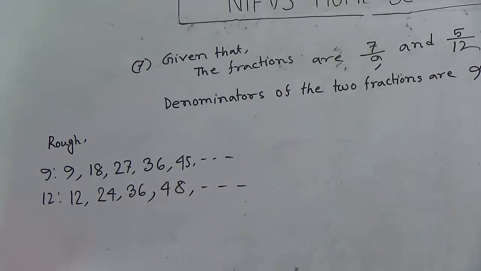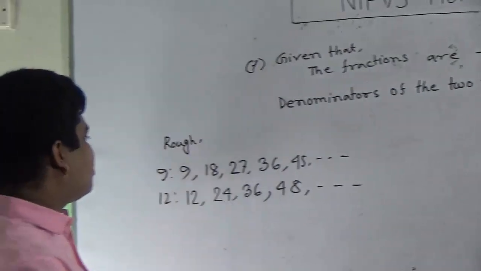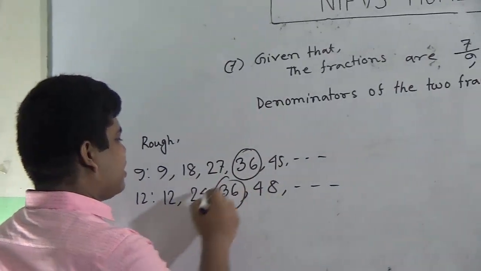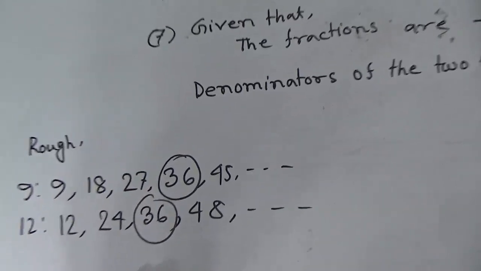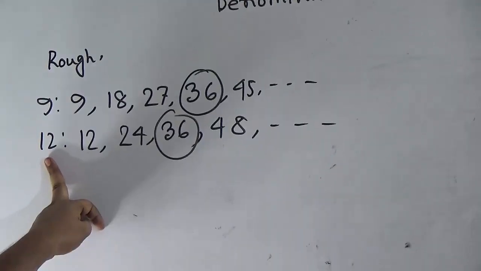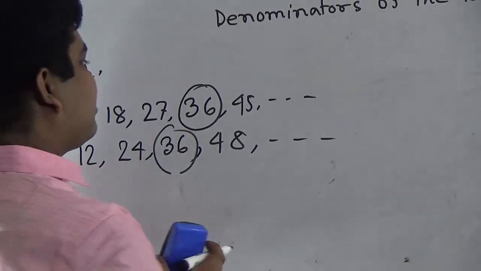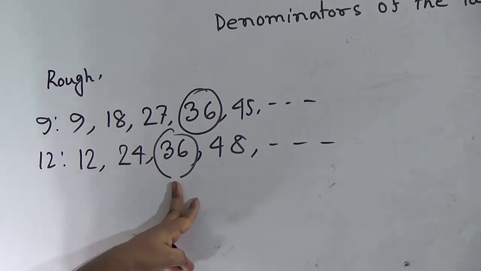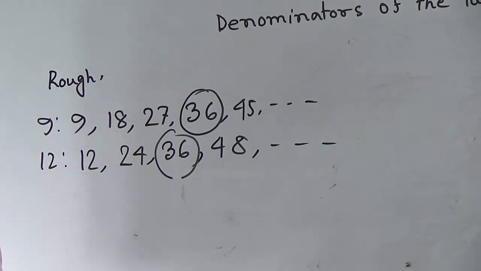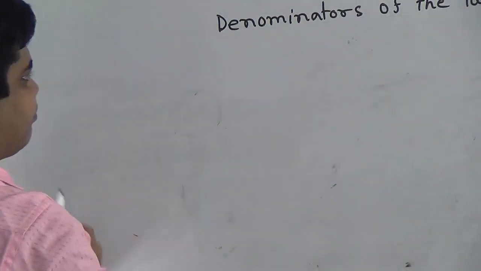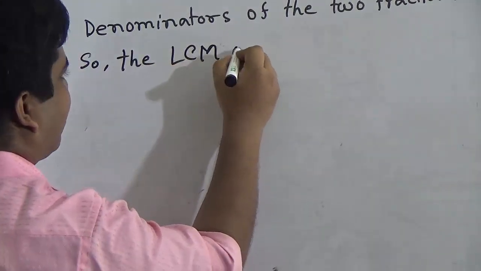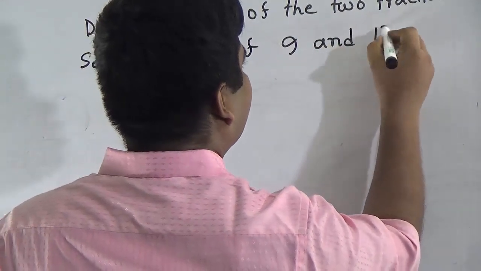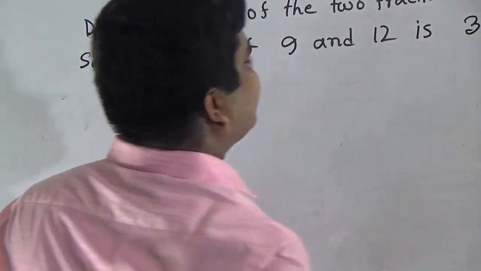My dear students, notice which is the least common multiple of these two numbers, 9 and 12. So 36 is the common multiple of 9 and 12, and it is the least common multiple. So we say that the LCM of 9 and 12 is 36. Can you understand how we find out the LCM of 9 and 12? I hope you have understood.